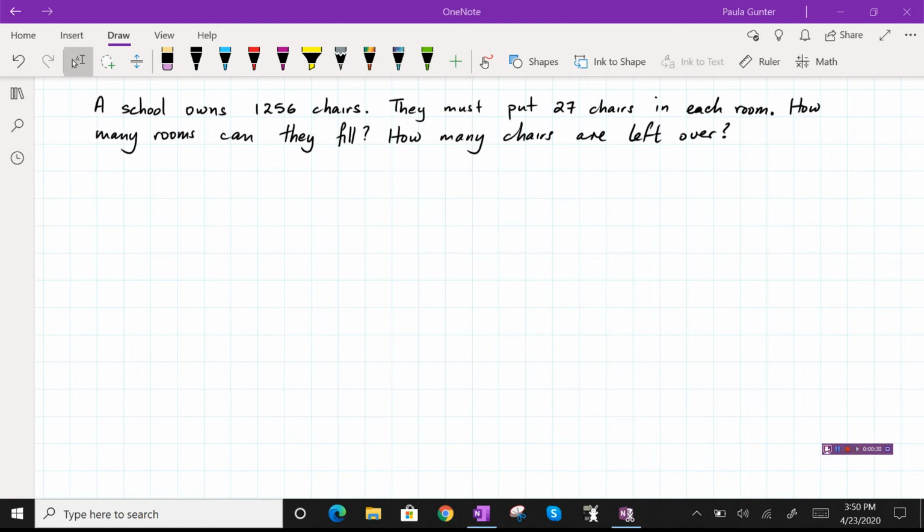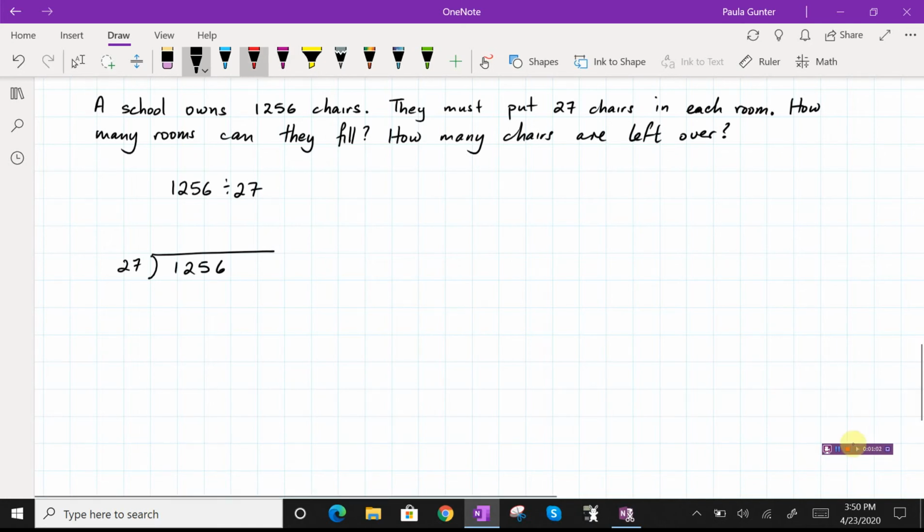So we know that we're putting 27 chairs in each room. So this will be division. So we're really looking at 1,256 divided by 27 and finding out how much would be left over. So let's set this up. And we'll use the right side for our rough work as we need it.